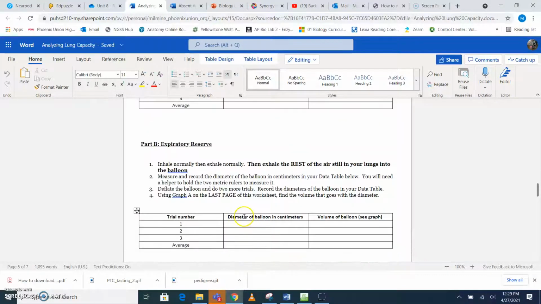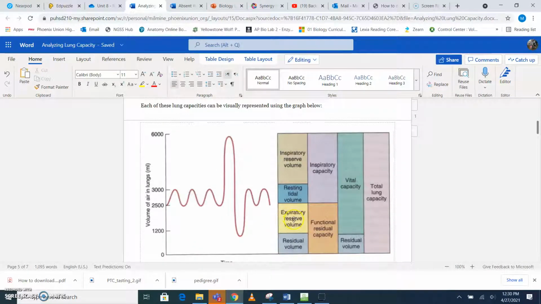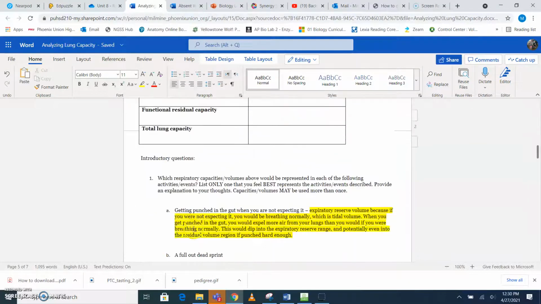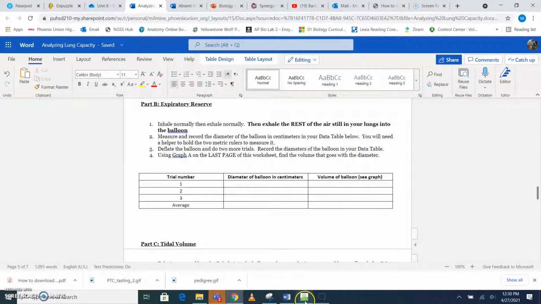The expiratory reserve, as you can see based on this graph, it's right here in yellow. We have a normal breathing pattern, tidal volume, so normal breath in, normal breath out. I'm right back down at the bottom of tidal volume. So the expiratory reserve is, after I do a normal exhale, I would then force as much air out of my lungs as possible, and that volume is our expiratory reserve. So that's what we're going to be checking out right here for expiratory reserve.